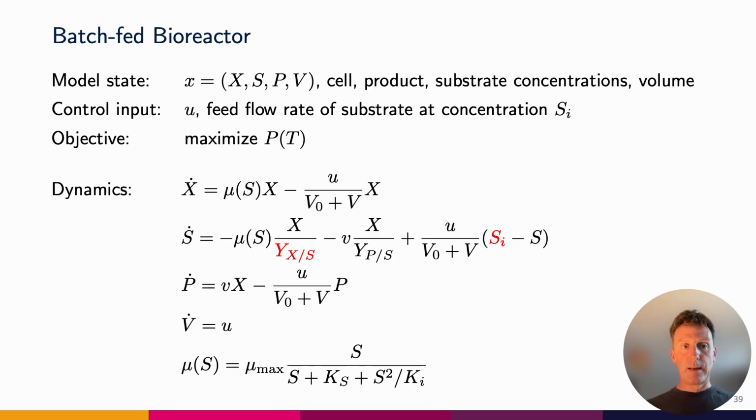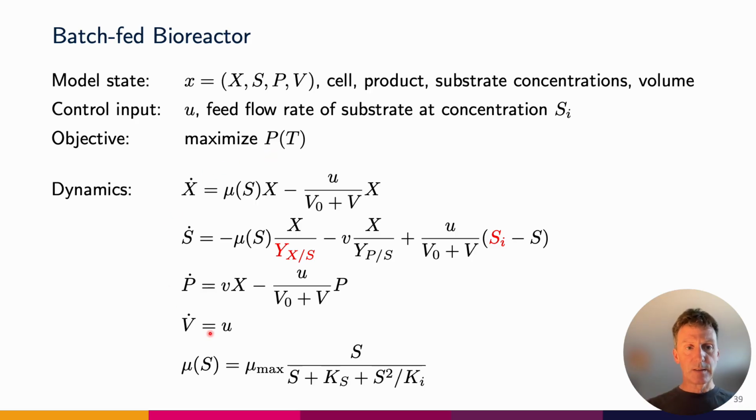We're going to consider a simple 4-state model, assuming perfect mixing. The states here represent the concentrations of cells, the concentration of product, and the substrate concentration, plus the volume of material within the batch. The control input is univariate here. We can control the feed flow of some feedstock, which is substrate at concentration Si, and we want to maximize this variable P at the end of some fixed horizon of, say, T time steps.